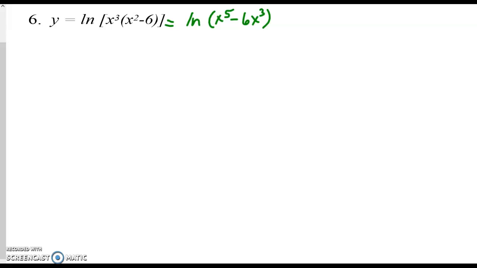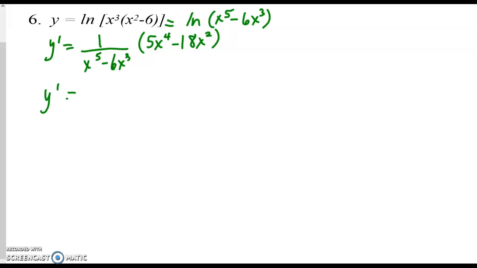In number 6, we can simplify by multiplying the x cubed throughout. We could also use the product rule here inside, but this is easier. So the derivative of y is going to equal 1 over u, which in this case is x to the power of 5 minus 6x cubed, multiplied by the derivative of u, which is 5x to the power of 5 minus 1, is 4 minus 18x to the power of 2.